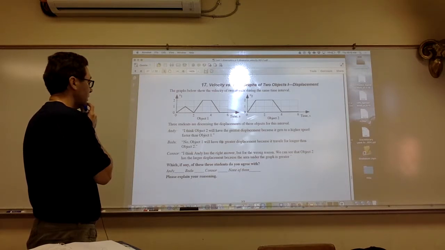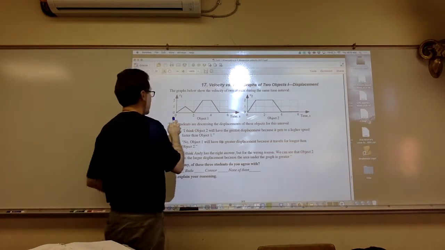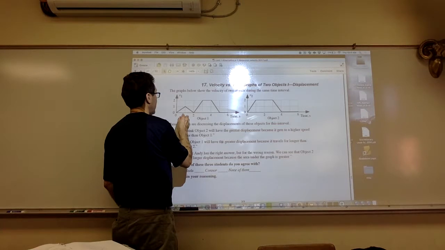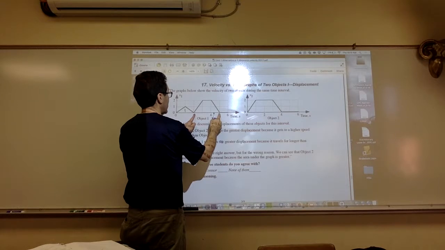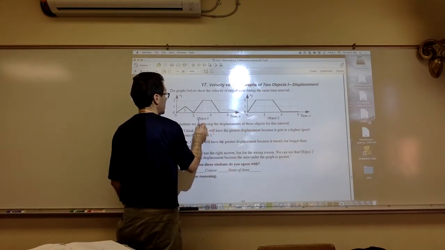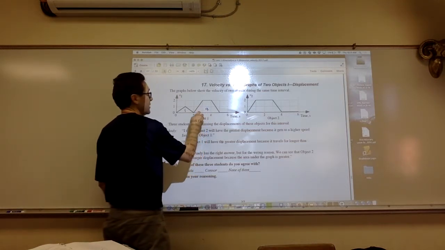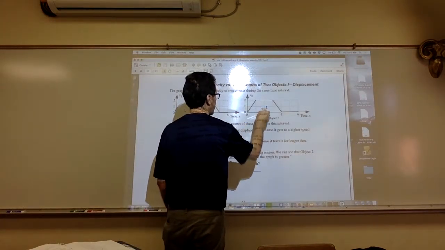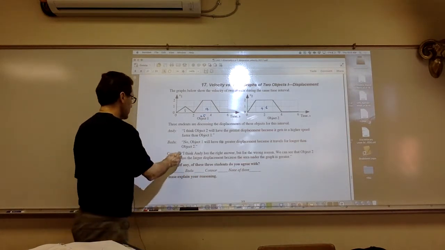I think Andy has the right answer, but for the wrong reason. We can see that object 2 has the larger displacement because the area under the graph is greater. So I think what we need to do here is just find the areas, which I think we did earlier. So this is 1/2 base times height. That's a 1. I think this is 2. This is a trapezoid, so 2 to 5. That's 3 plus 1 is 4. So this is divided by 2 times 2. So that's 4. So the whole thing here is a positive 5. And here I think we did it earlier. It was a positive 6. Okay? So I think Connor is correct here.